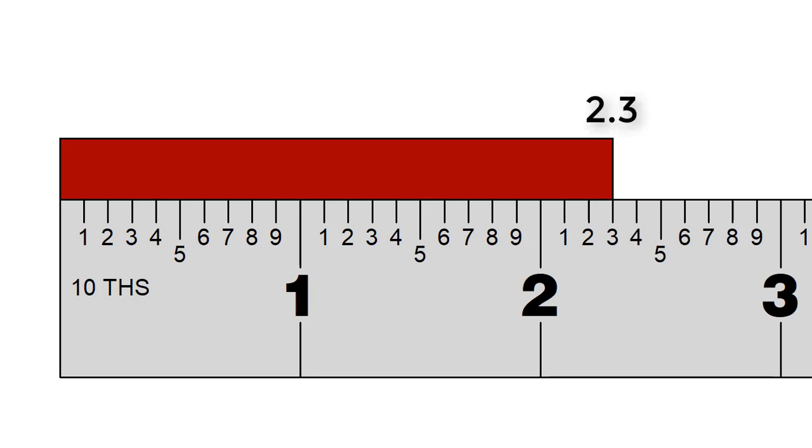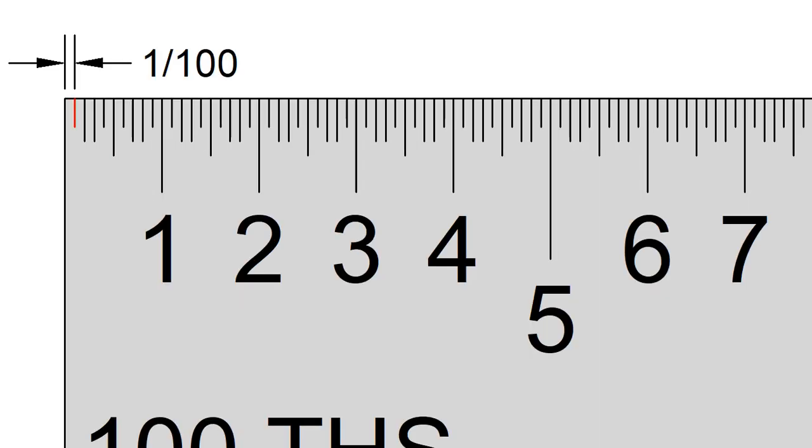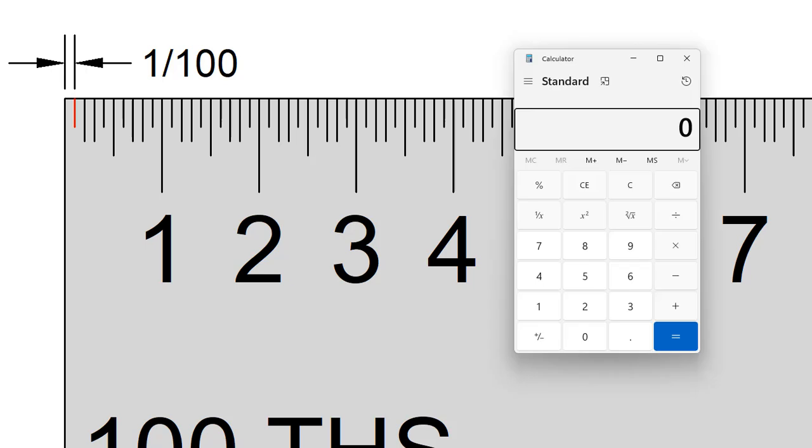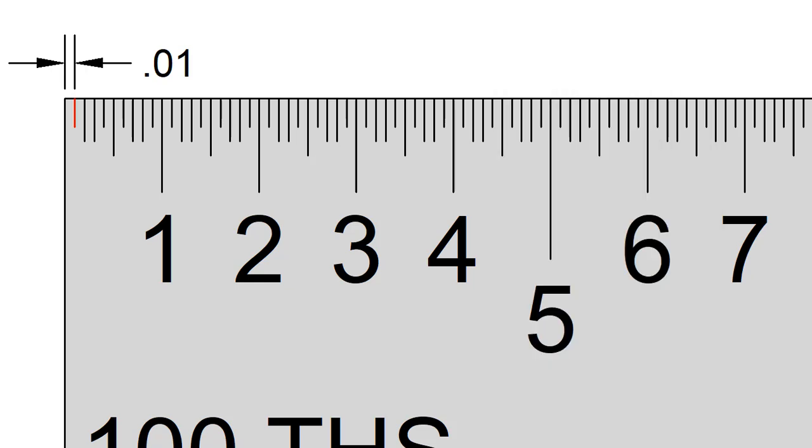Now let's look at another machinist rule. This one may look complicated at first, but with a little practice and a secret trick, it will get easier to use. This rule has each inch divided into 100 marks. Each mark is 1/100th of an inch. Again, if we divide 1 by 100, we can see that it makes a nice decimal measurement. One divided by 100 is 0.01 inches.